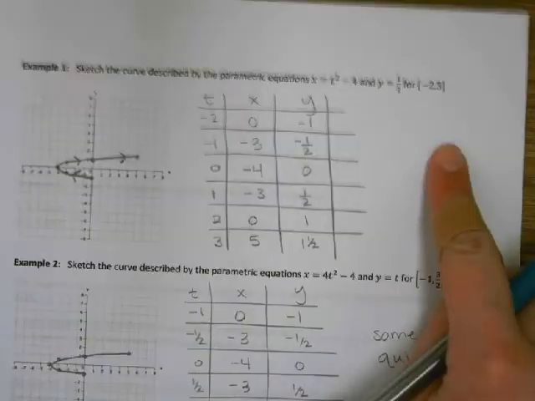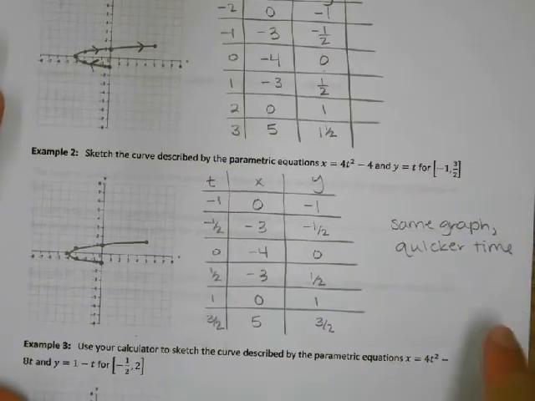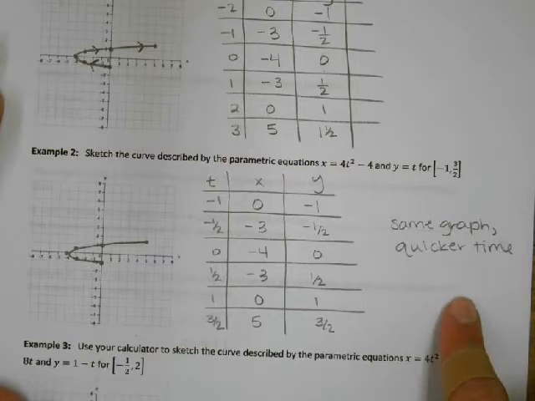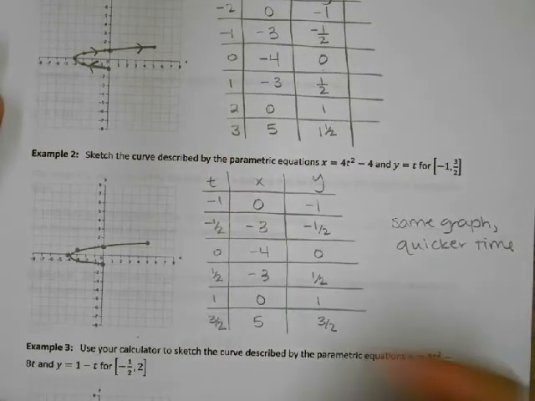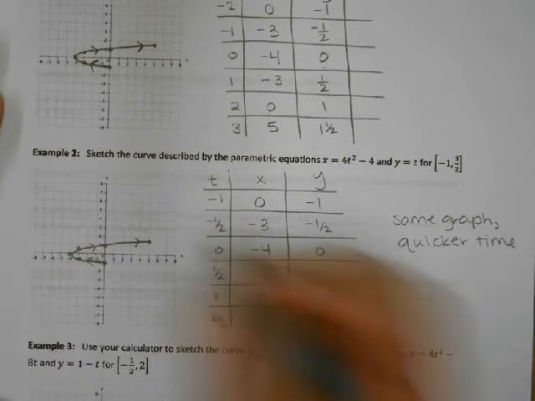So this up here, it took 5 seconds from negative 2 to 3 to graph the curve, or to have the object move in those positions. Here it took 2.5 seconds to do the same thing. So this was done in half the time. The orientation of the graph is the same.